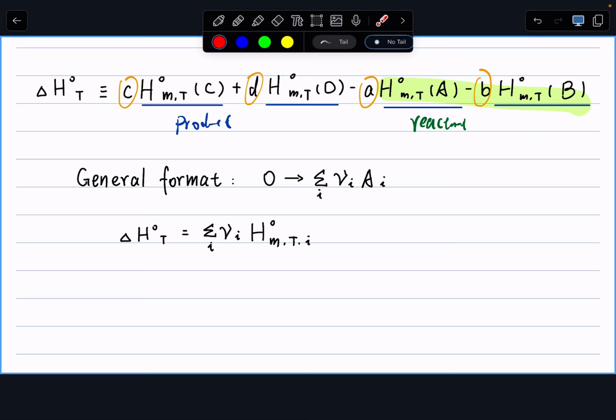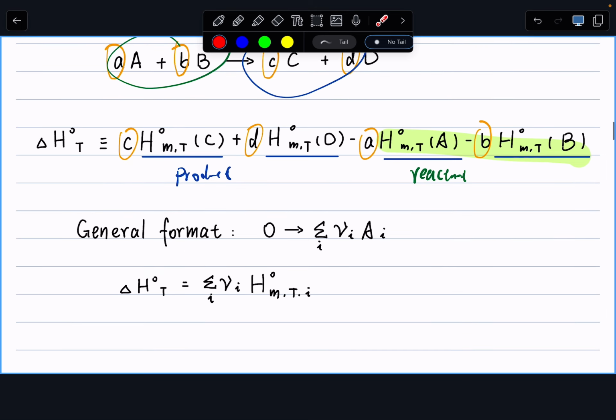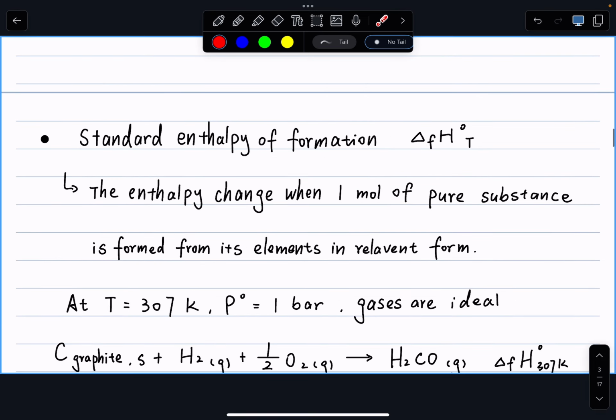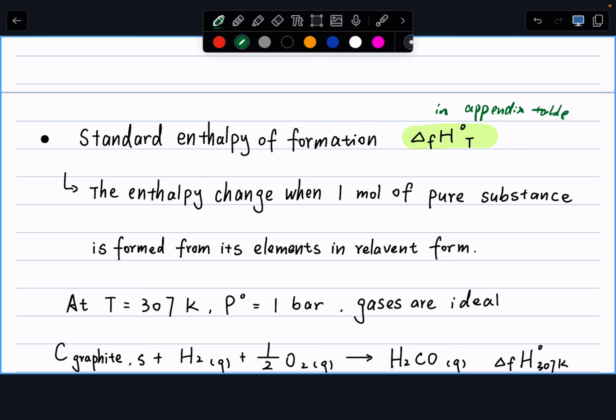So far, so good. Very straightforward. All right. And now we're trying to make a link between what we see in the table. Like, for example, how do we know what is the molar enthalpy of each of my species? So that goes to the definition of a standard enthalpy of formation. So these are the things in your appendix table. Right, so these are the delta H naught of formation you'll read from your thermodynamic table.